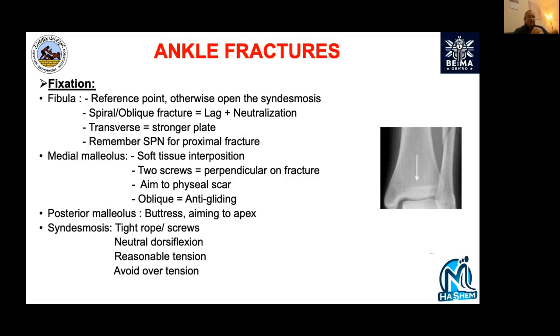If you have a spiral oblique fracture, remember that it's a long segment fracture, and the best way to fix this is with a lag screw, just to eliminate all the movement, all the stresses, all the deforming forces, and then you can neutralize this with a plate. If it's a short segment, a small plate can do the job. If it's a large segment spiral oblique fracture, remember that you need a lag and neutralization.